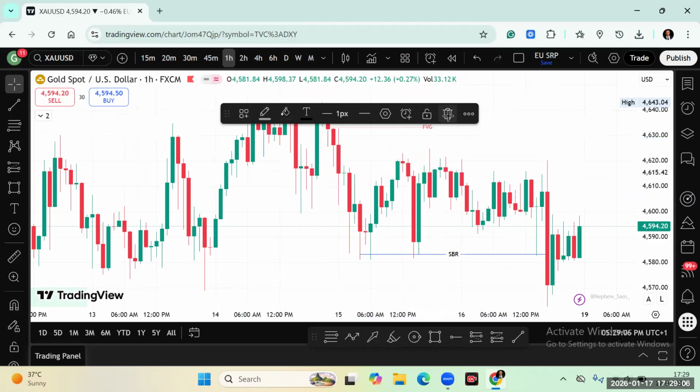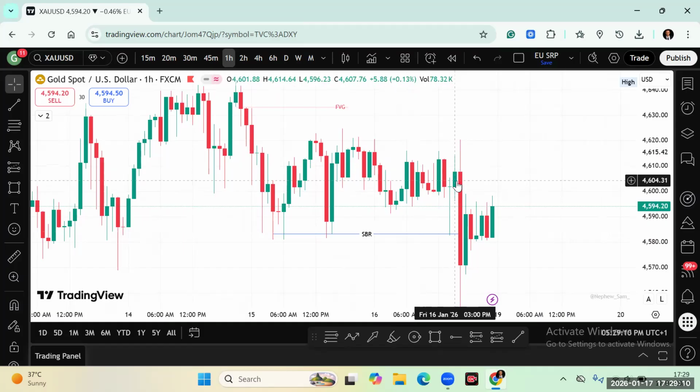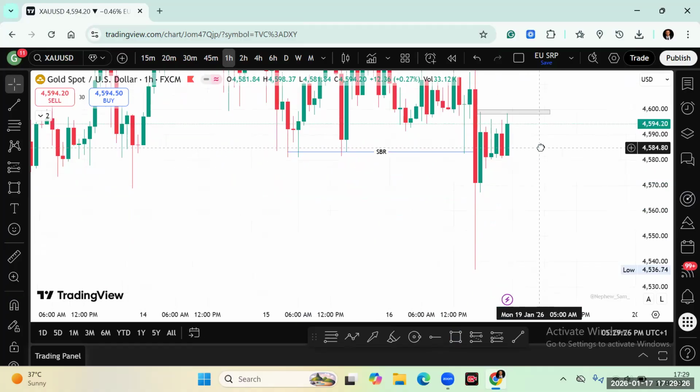And what again did they do? It closed below here again with the body of the candle. So on 1 hour, you could see it clearly. It closed below here with the body of the candle. So it's bearish. It will sell. It picked a sell order here. So I expect to see gold sell a little bit before it starts buying again.